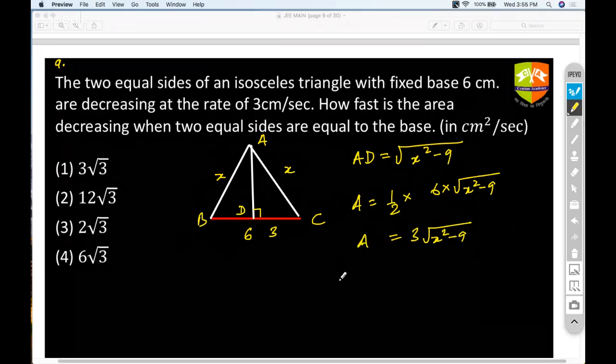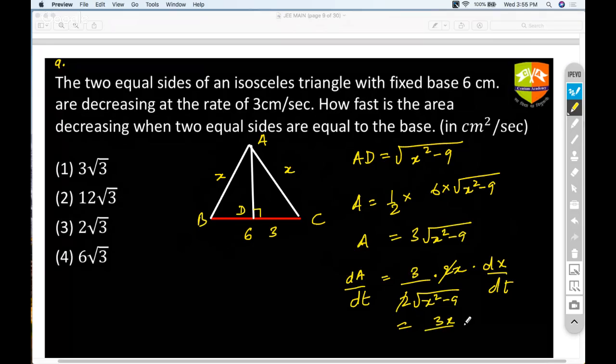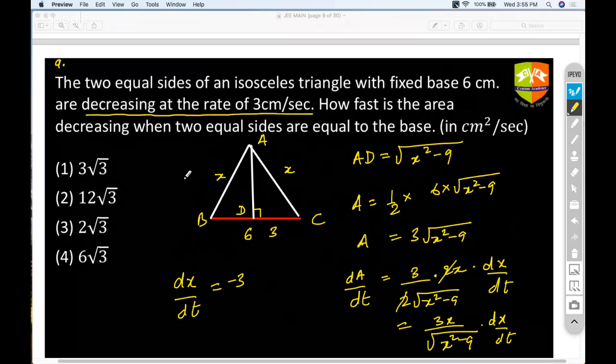This is the area. And how fast is the area decreasing when the two equal sides are equal to the base? That means I want to find dA by dt. So dA by dt will be linked to this expression by 2 under root of x square minus 9 times 2x into dx by dt. So that's going to be 3x by under root of x square minus 9 into dx by dt. dx by dt is given to us as negative 3 because it is decreasing at a rate of 3 centimeters per second.